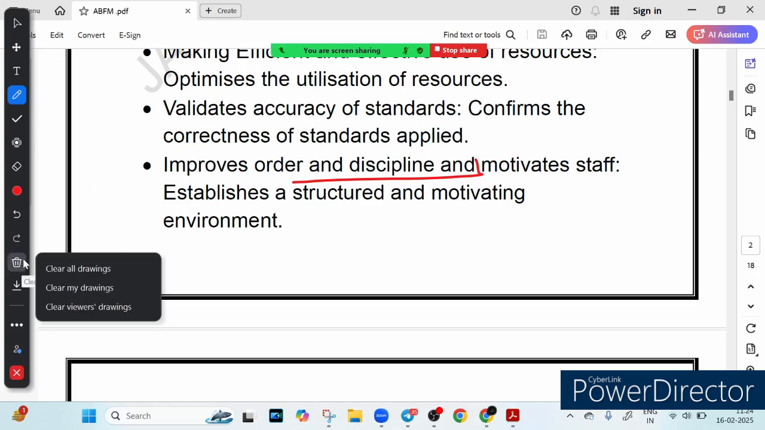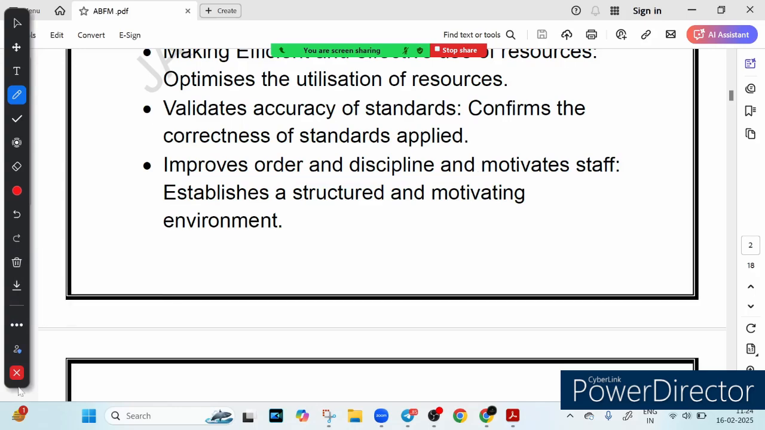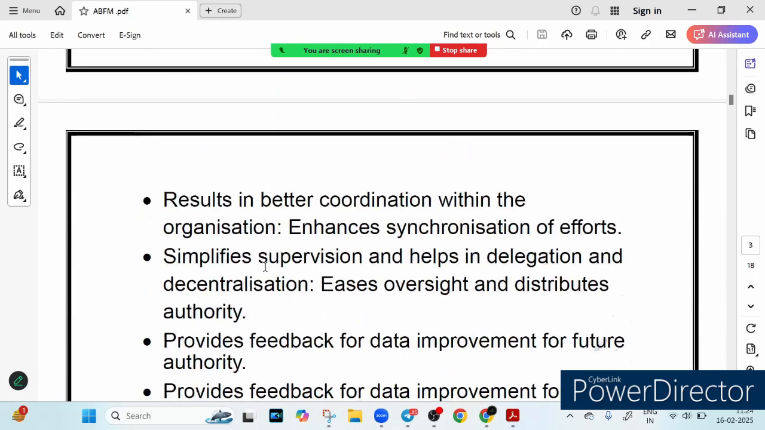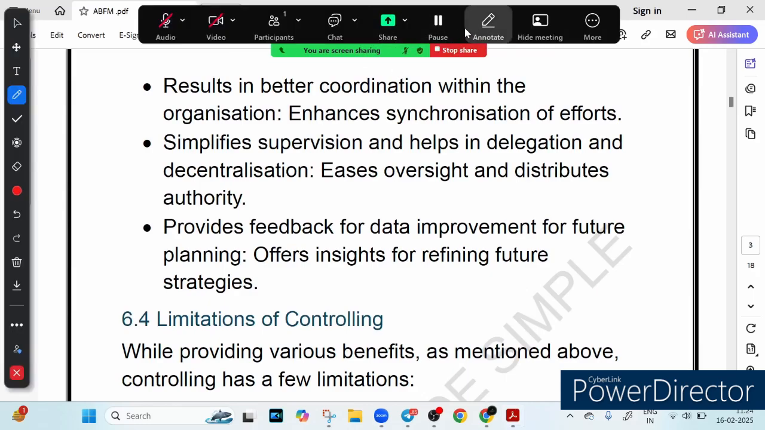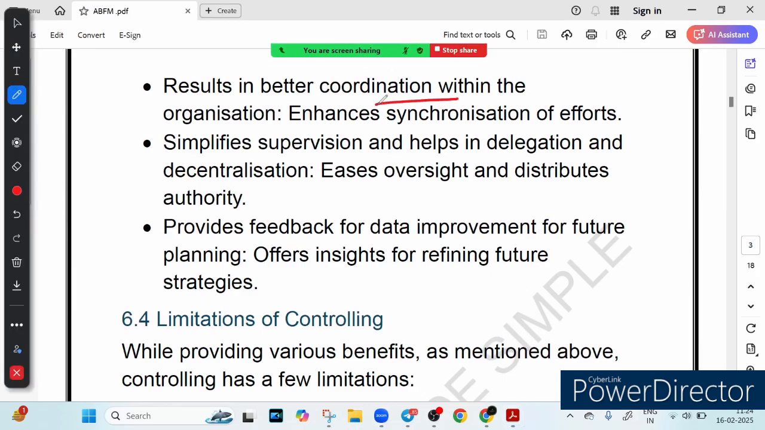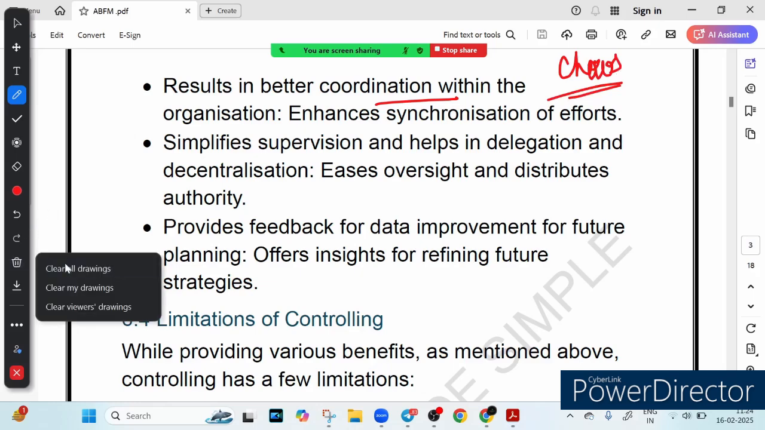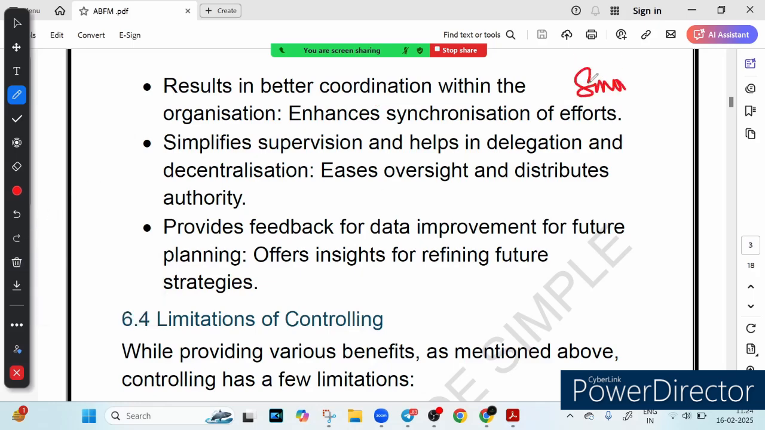Then the next important point of controlling, as you can see here, is better coordination and teamwork. Imagine a cricket team where everyone plays their own way. It will be chaos, right? When everyone plays their own way, it will be chaotic. So controlling ensures smooth coordination. So let me write down the key point. Controlling ensures smooth coordination.